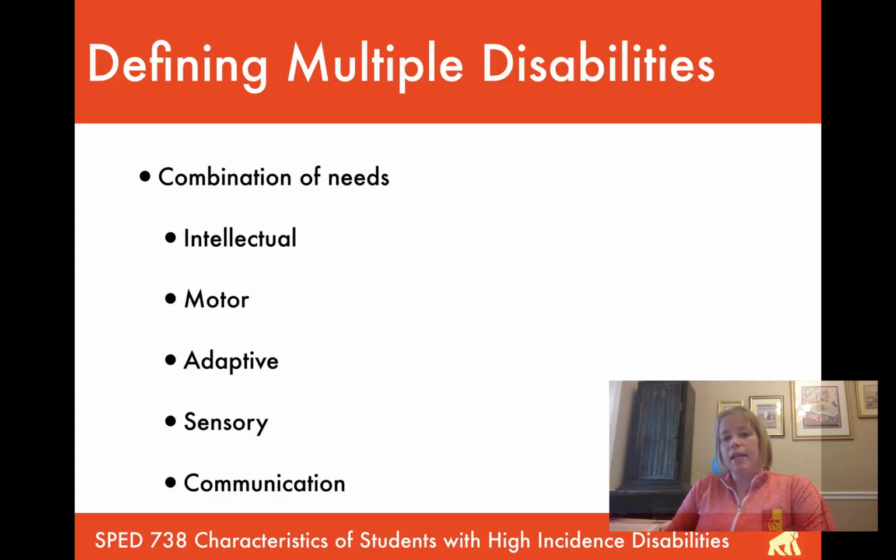When we look at defining what a student that has a multiple disability, what that looks like, well, typically they have more than one disability, hence the title of it, with a combination of needs, whether it be intellectual, motor, adaptive, sensory, or communication. A lot of times we will see these students also have some sensory issues, so they may have hearing or vision loss as one disability, along with maybe some motor issues or intellectual functioning issues that impact their learning. So when we look at that multiple disability category, we're looking at a combination of needs from students.